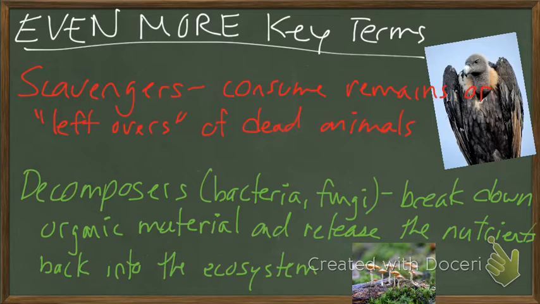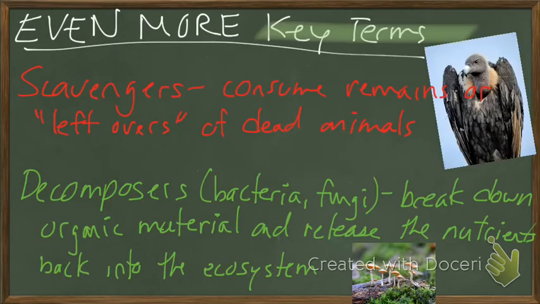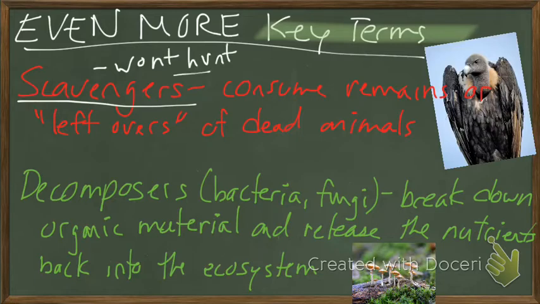Even more key terms. Key terms is the only important part here. Two different types of organisms that fall underneath these same categories, but they have their own unique category. A scavenger. Scavenger won't hunt. We'll put that here. Won't hunt. Okay, maybe you can call them lazy. A scavenger consumes remains or quote-unquote leftovers of dead animals.